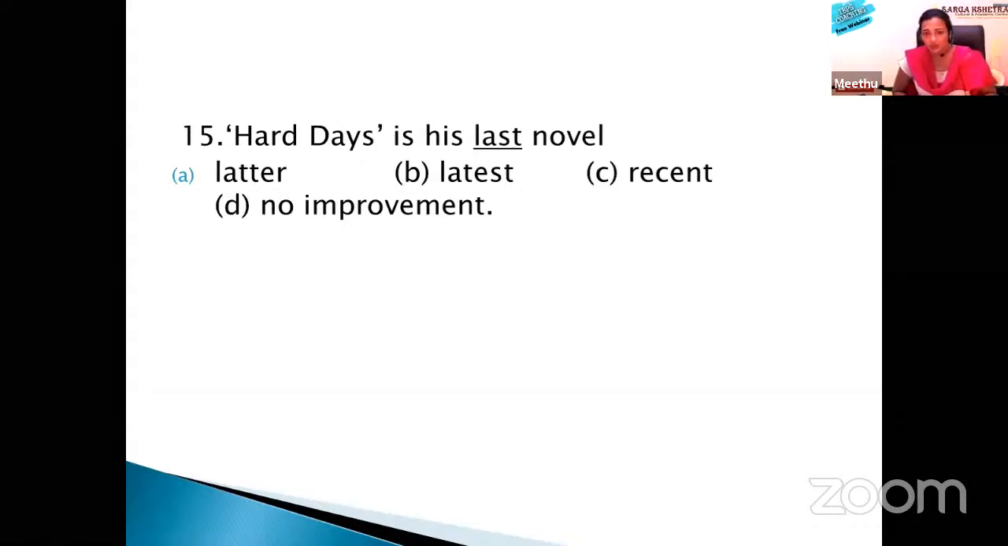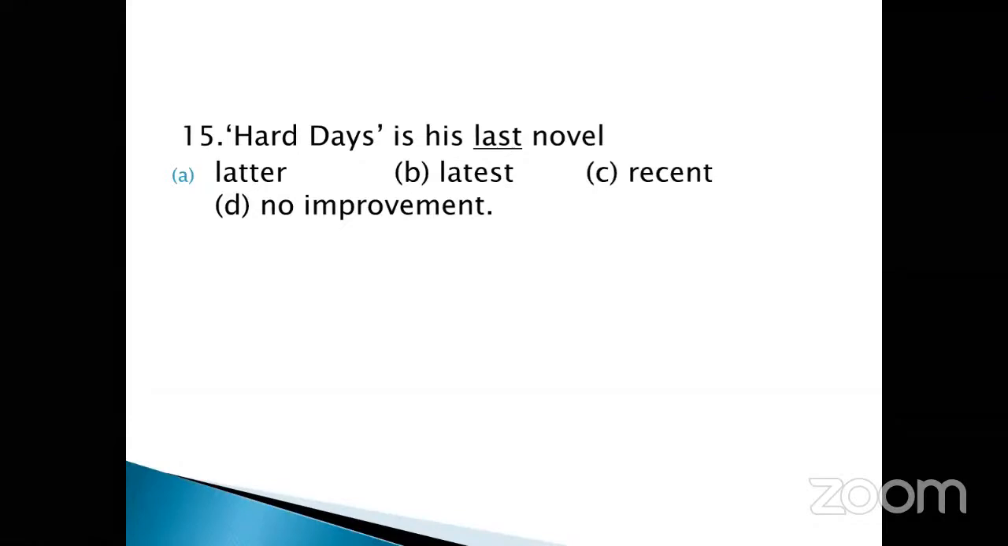Latest in the sense, you know, it takes much time to write a novel, so it's not that easy. Somebody cannot do that very often. So you should understand the concept. It is not latter since there is no comparative. So it is latest, the superlative form of an adjective. You can use latest movie, latest book, or latest novel. I hope it is clear.